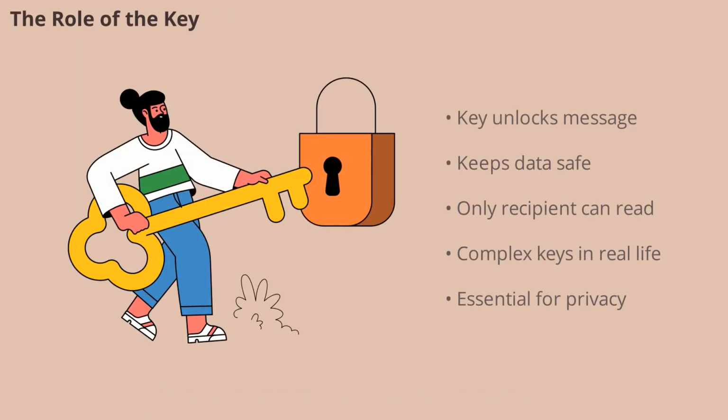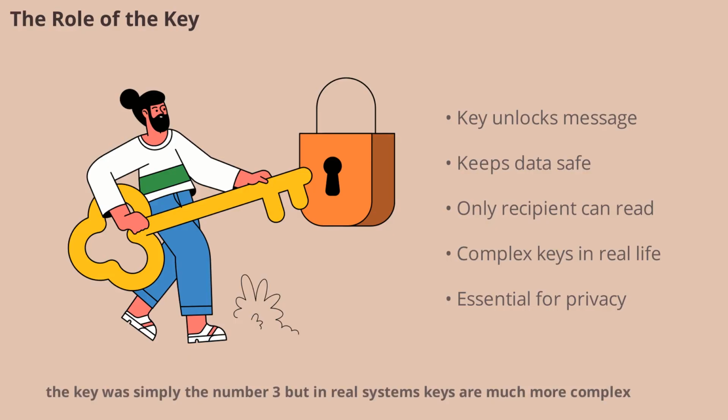The secret key is the heart of encryption. Without it, the ciphertext remains unreadable. In our example, the key was simply the number 3, but in real systems, keys are much more complex. Only the intended recipient who knows the key can decrypt the message and recover the original information. This ensures that even if someone intercepts the data, they can't access its contents.